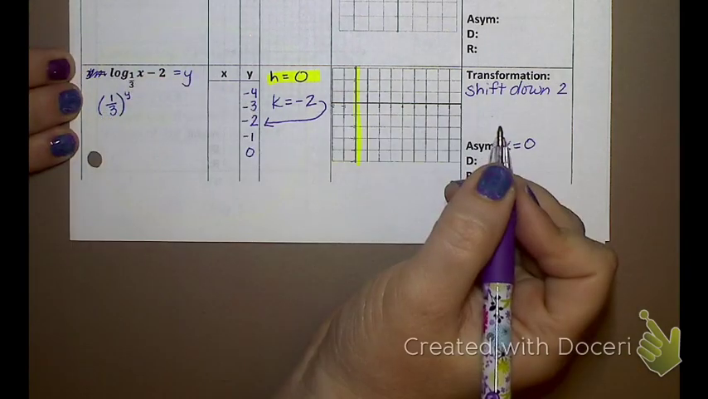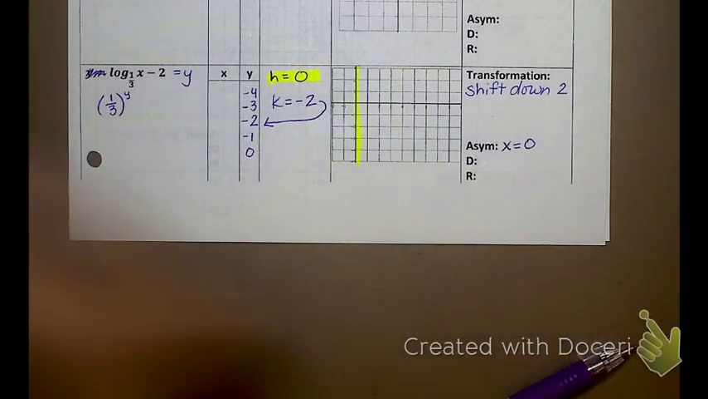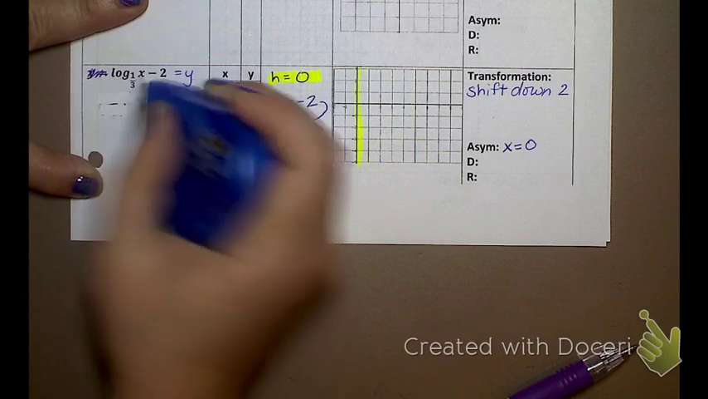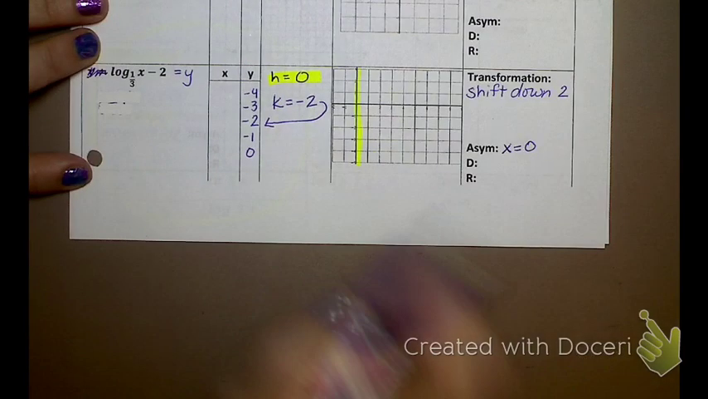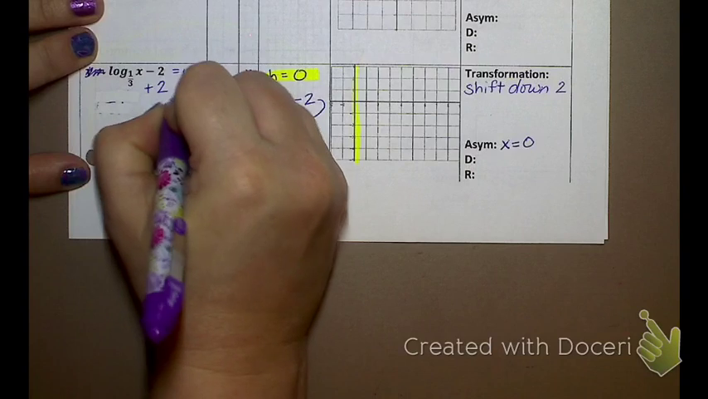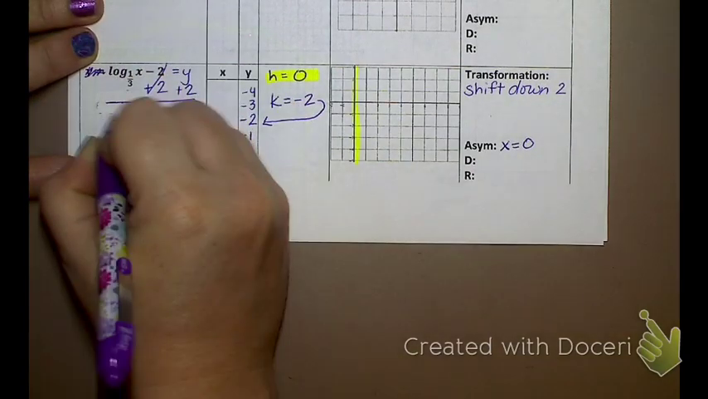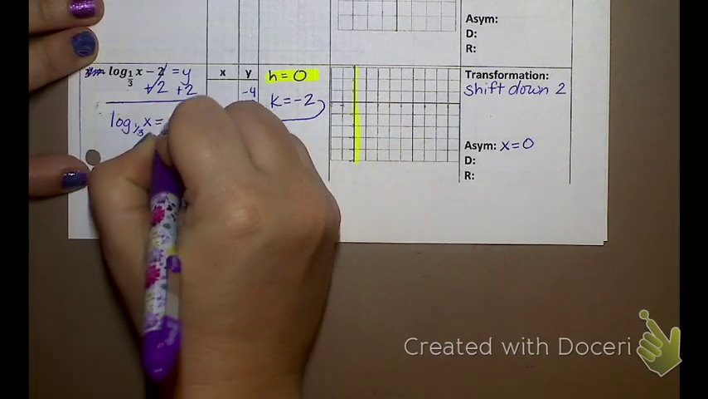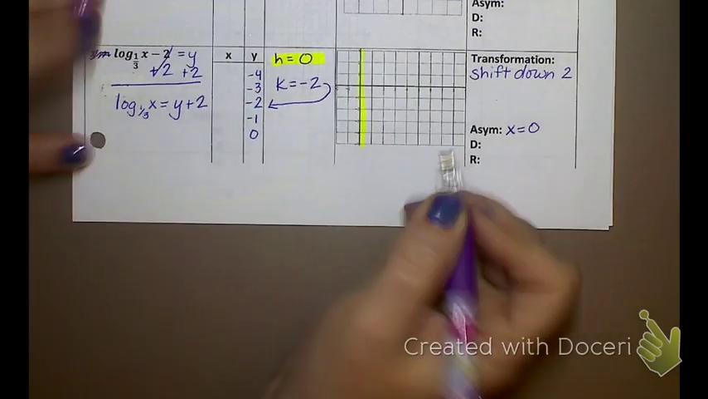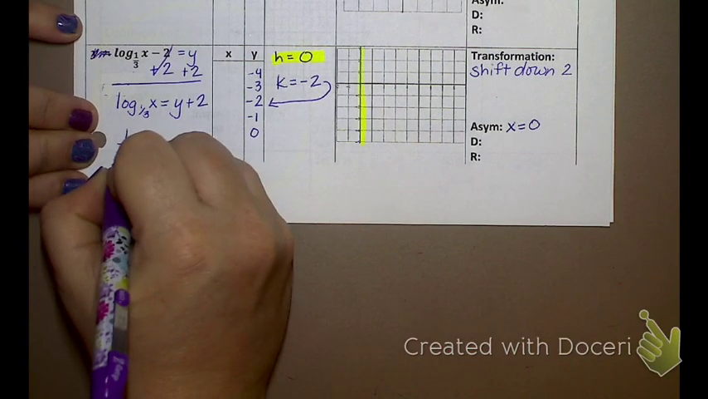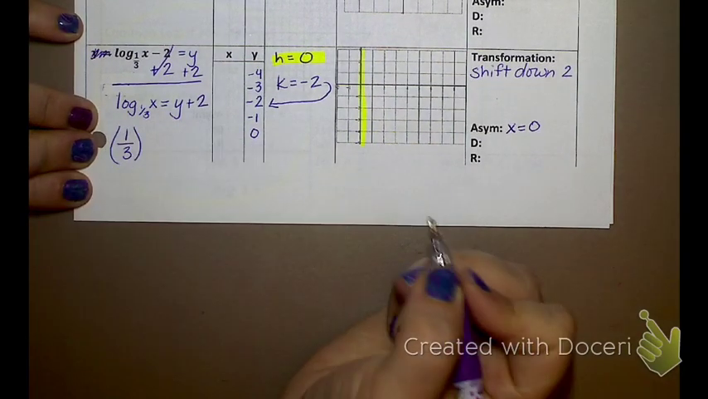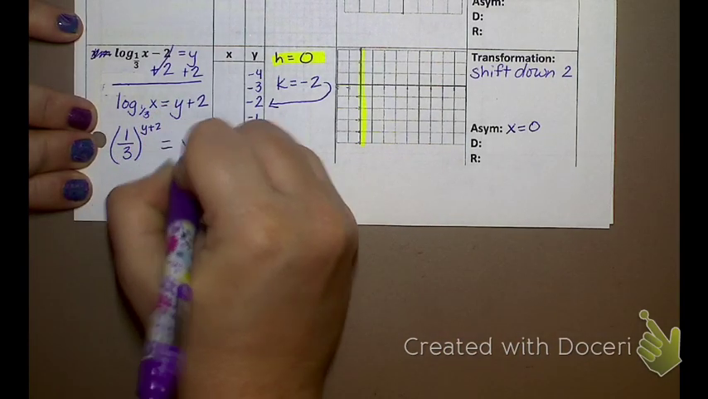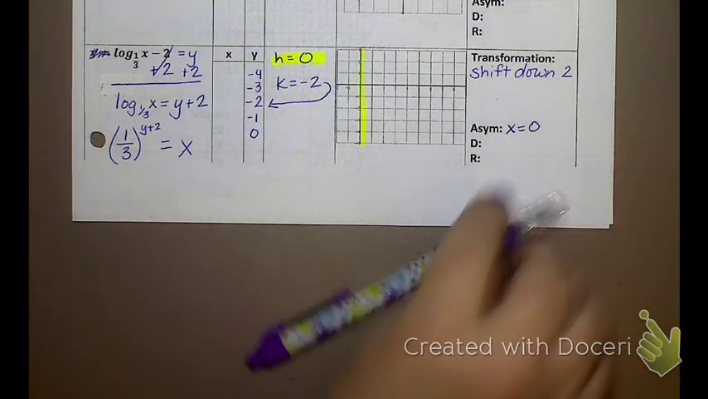I can't do this yet, can I? I can't go there yet. I have to add 2 first, because my log wasn't by itself. Log base 1/3 of x equals y plus 2. Now I can go to exponential form. Base is 1/3. What's my exponent? Y plus 2. Equals, that's what I'm plugging stuff into.